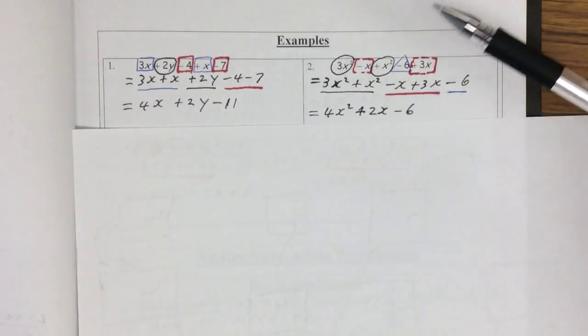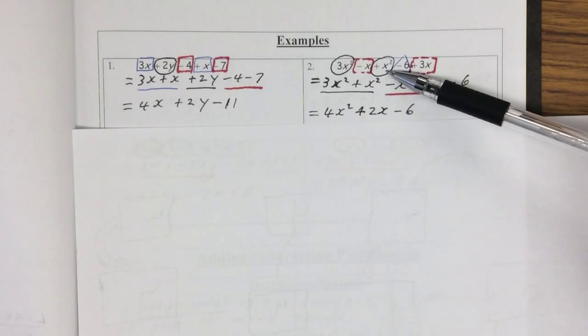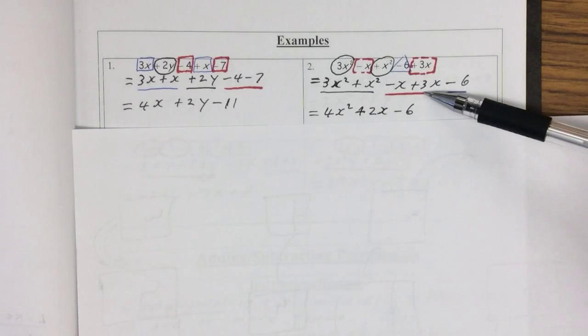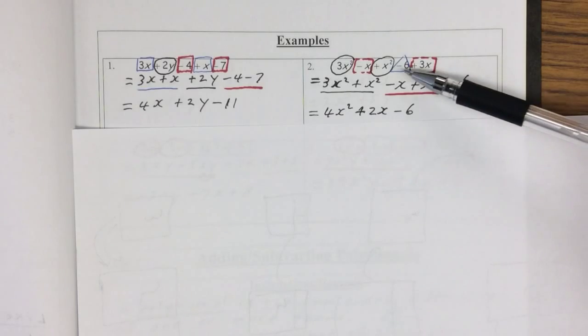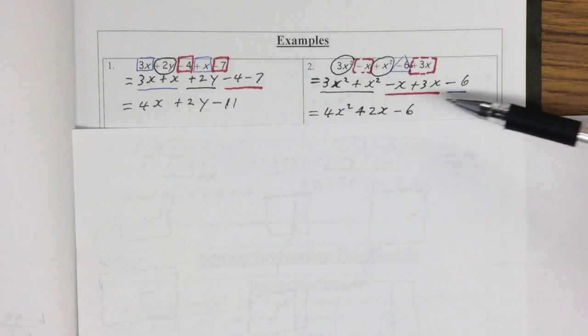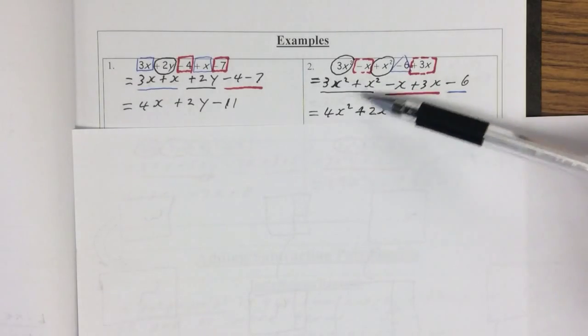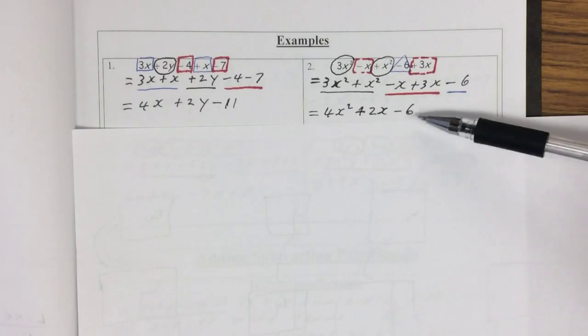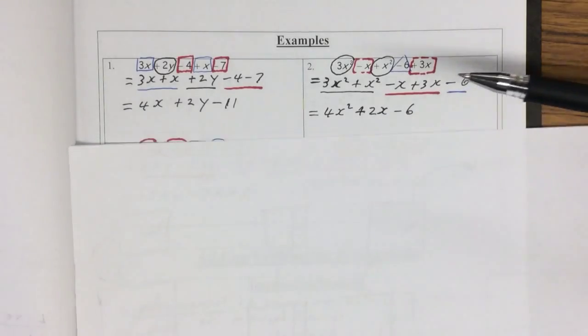Same idea over here. The x squareds, like terms, put them together. The x, like terms, put them together. And the minus 6 is the only term of its sort, so I put it there. Collect them. 3x squared plus x squared is 4x squared. Negative x plus 3x is 2x, and then minus 6. Okay.